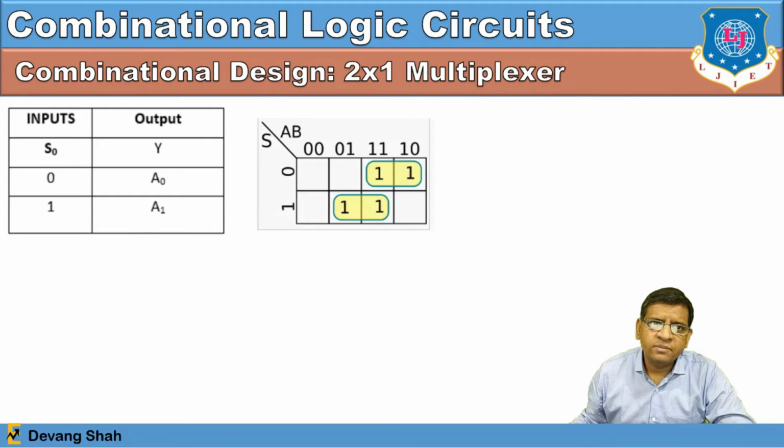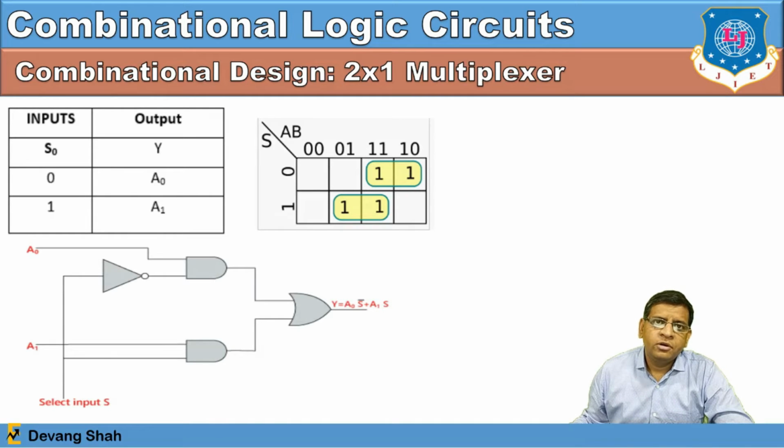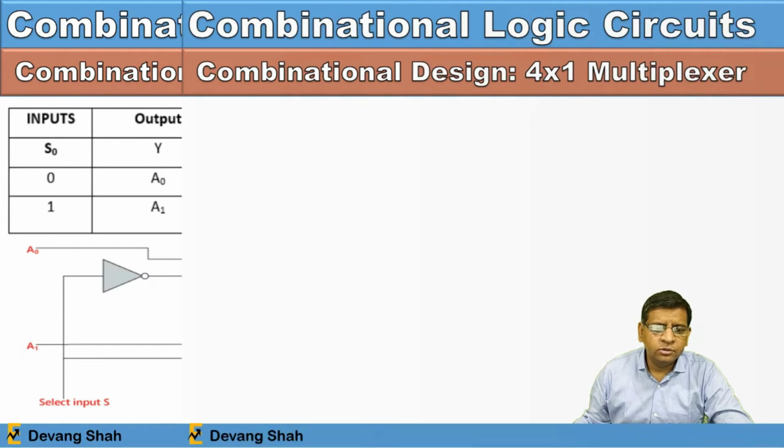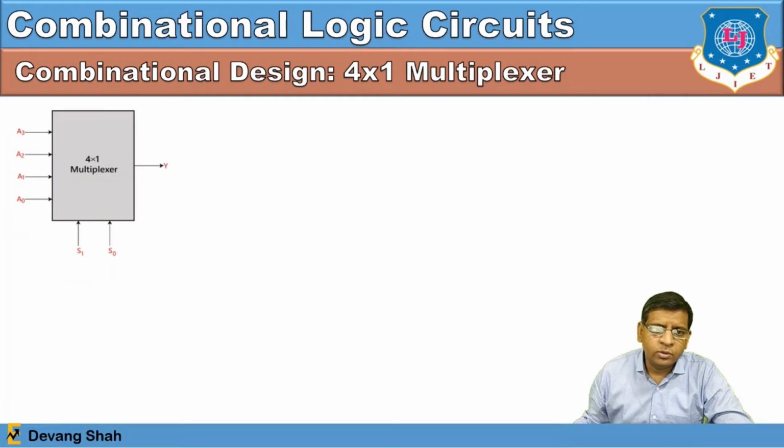If the selection line is 0, the output Y is A0, and for 1 it is A1. From the K-map you can find the function of Y, which is nothing but S with A and B, with the sequence 0 0 0 1 1 1 and 1 0. Finally you can have this 2 cross 1 multiplexer.